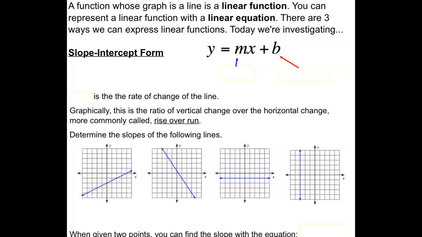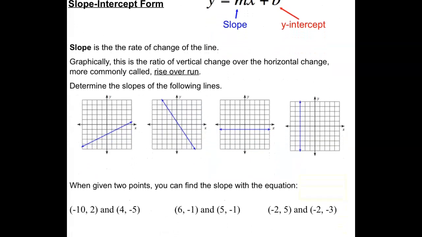So slope-intercept form is y equals mx plus b, where m stands for your slope and b stands for the y-intercept, the point where the graph crosses the y-axis. Slope is the rate of change of your line. We often think of slope as rise over run, because we're looking at the ratio of vertical change over the horizontal change.